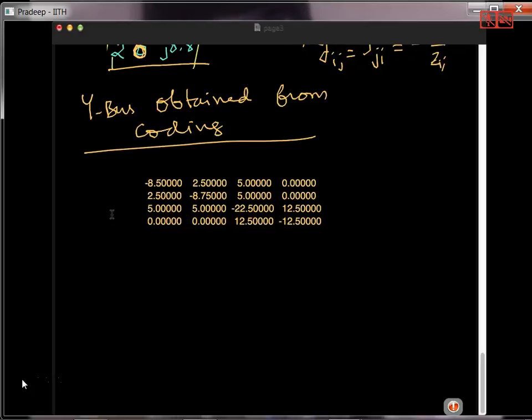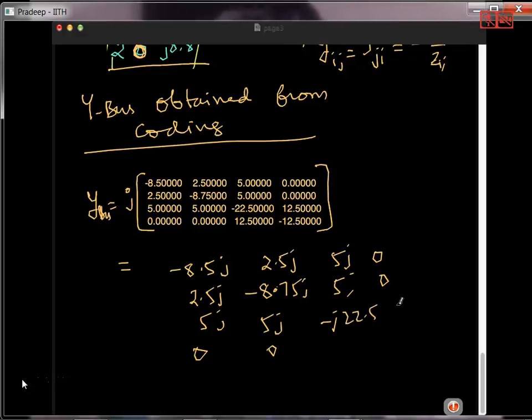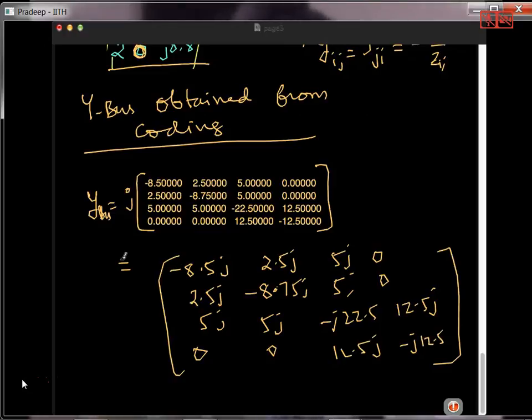Since I only have the imaginary component, Y bus is nothing but J into this one. Or I can write it as minus 8.5J, 2.5J, 0, 2.5J, minus 8.75J, 5J, 0, 5J, minus 22.5J, 12.5J, 12.5J, and then minus 12.5J. So basically this is the answer that I got for Y bus.